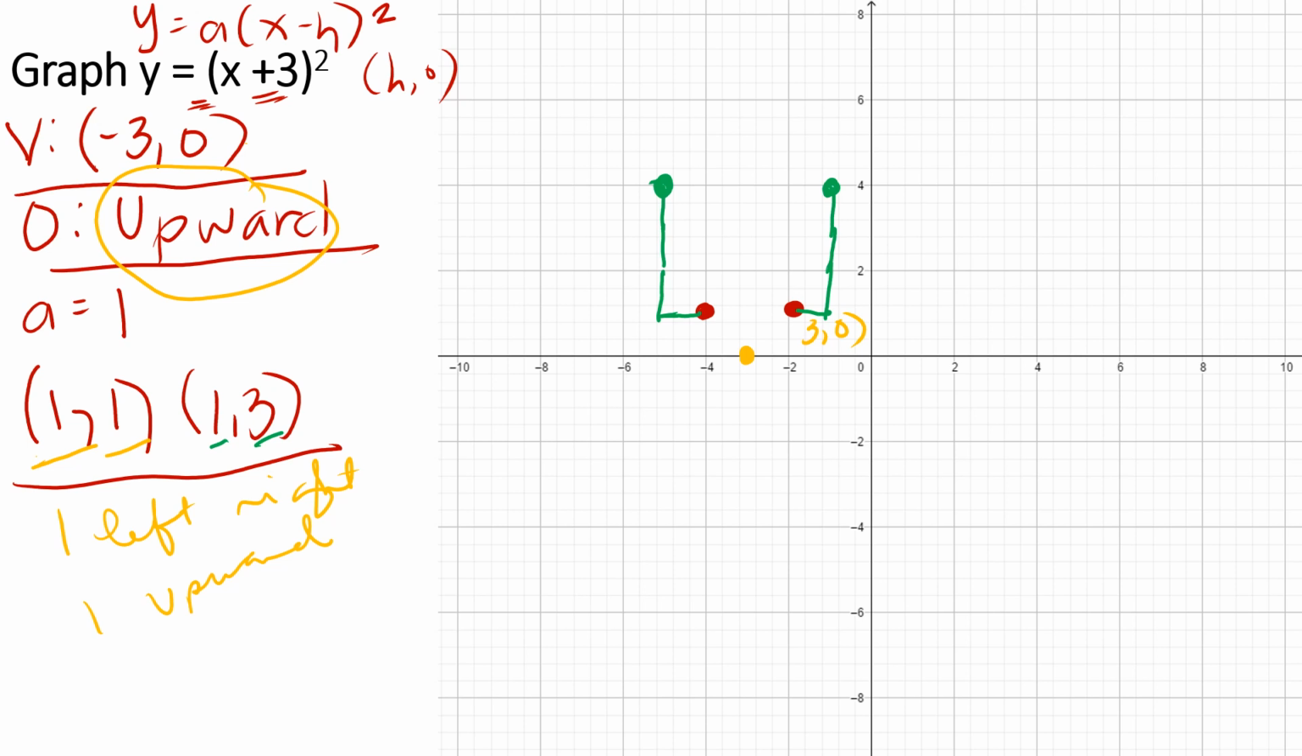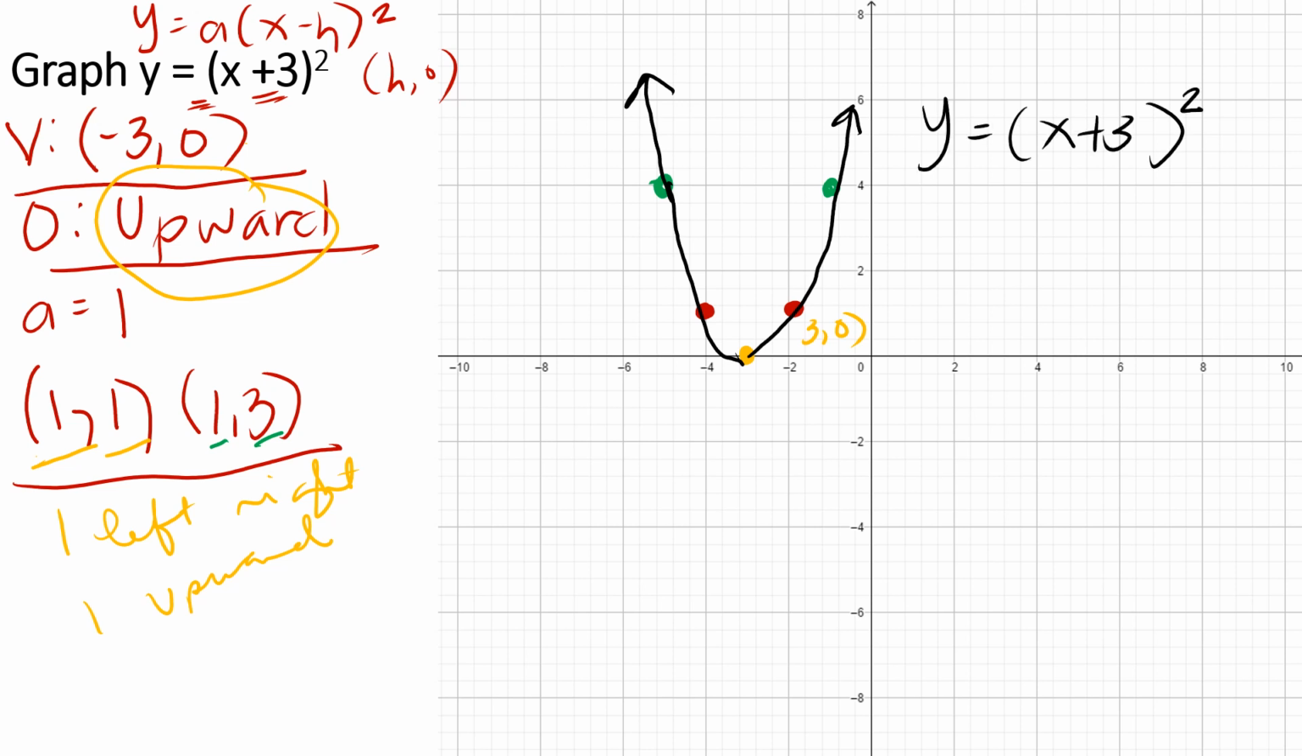Burahin nyo na yung lines. Mas maganda kung kaya nyo na walang lines. Then, let's draw our smooth curve. Ay, lumampas. Ganun din dito. At ito na ang ating graph ng y is equal to x plus 3 squared. Very good. Next example tayo.